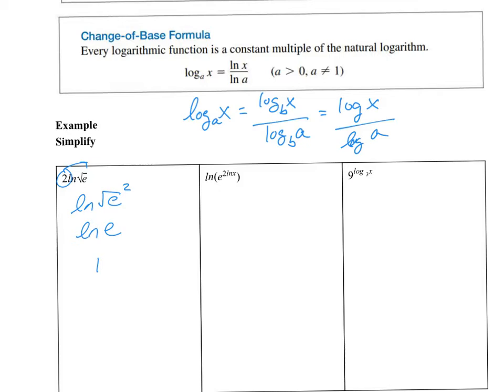Second problem, I have ln of e to the 2 ln of x. Remember, this is log base e of e to the 2 ln of x. Log base e of e can cancel. And the 2 could go back up and make an exponent.